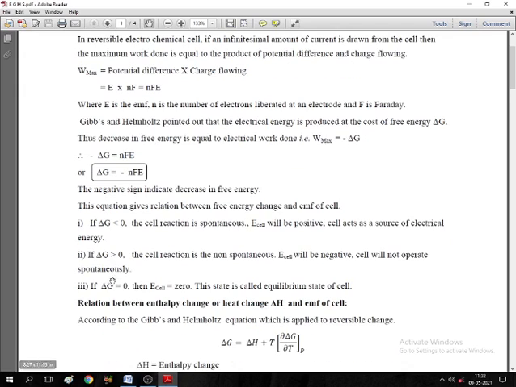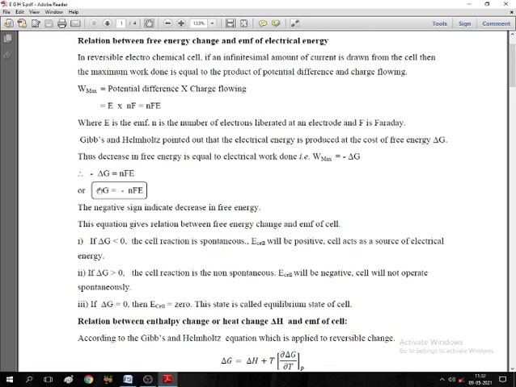Third possibility, delta G is equal to 0. That means the EMF of the cell is 0. This state is called the equilibrium state of the cell. Now this is the first relation, that is the relation between delta G and the EMF of the cell.